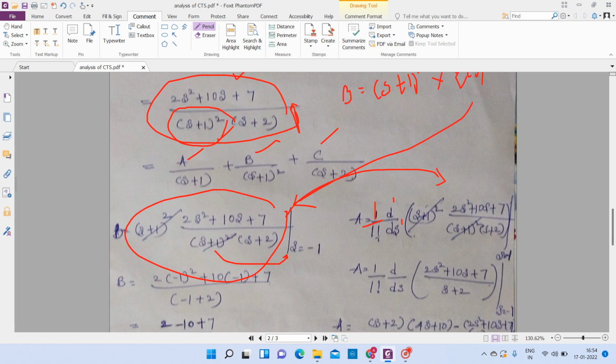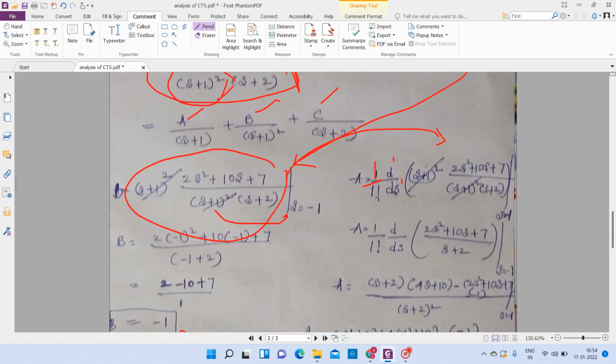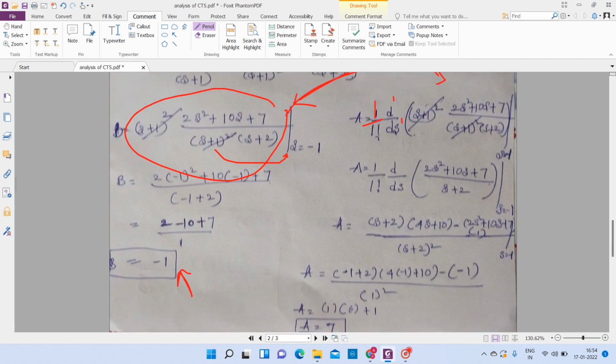Okay, so for this one we have to take the derivative. You know very well how to take the derivative, right? du divided by ds, of s plus 2 whole square. I have to take the derivative for this one. It becomes 2 into s square. The derivative of s square is 2s, right? It becomes 2 into 2, 4s.